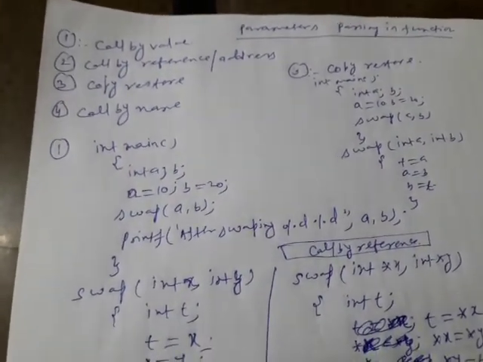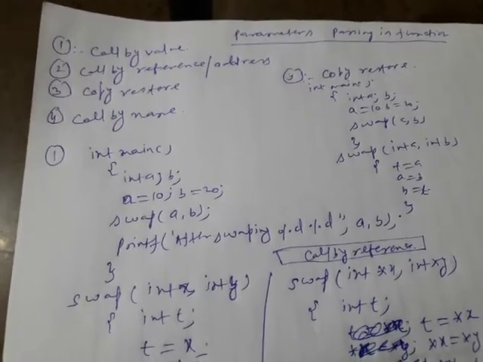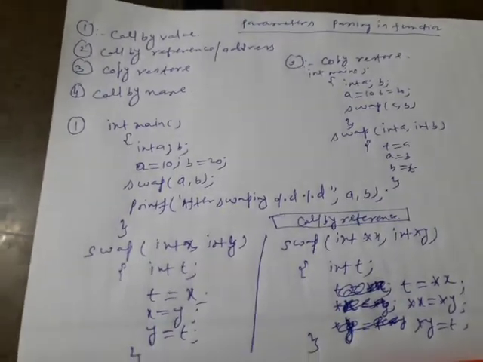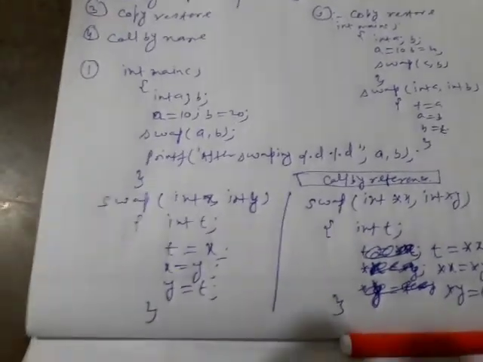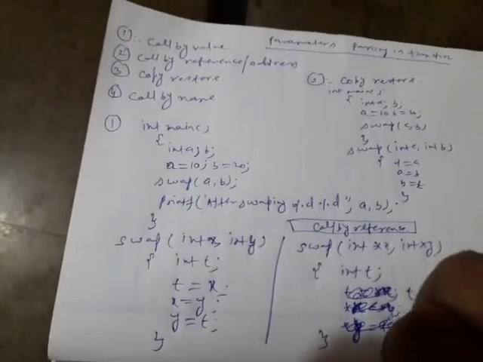So here we know the first two, 1, 2, 3, 4, and these are the different types of ways to go for parameter passing. Let's come to the first one. Here you can see call by value.